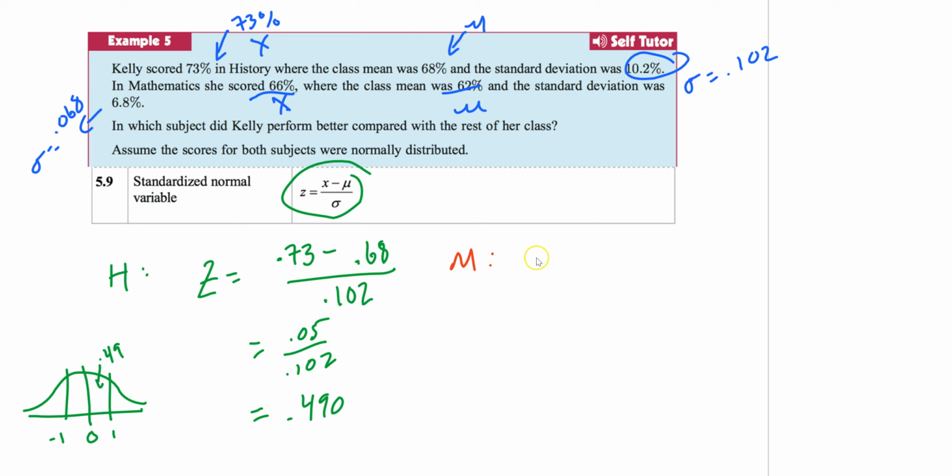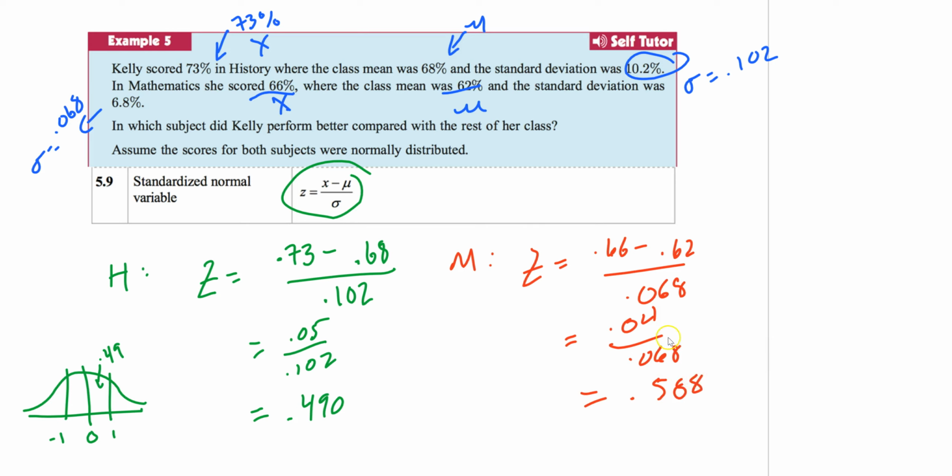In math, it's the same thing. She scored 66 minus the mean, which is 62, over the standard deviation, 6.8. I put that into my calculator, and you get 4 over 6.8, which works out to be about 0.588. Again, what does that mean? That she's again above average. Yay for low expectations. But right here is 0, and she's a little further than she was over there. And again, she's still within one standard deviation, not in the territory way down here.